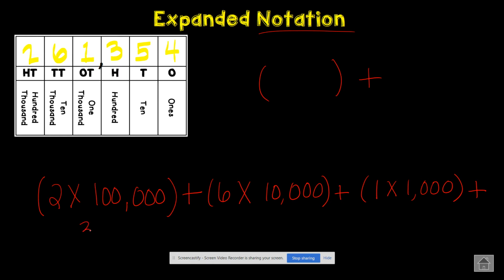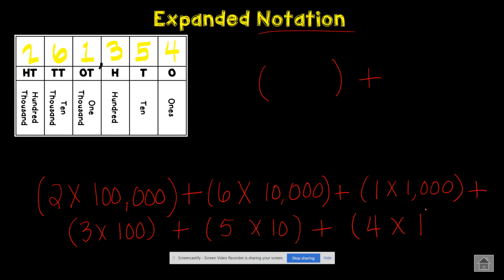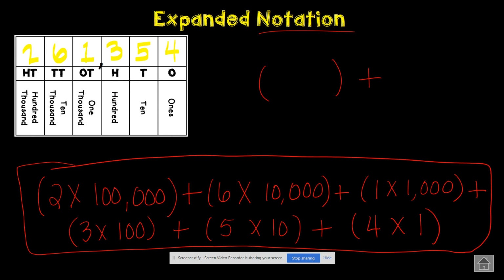3 groups of 100, 5 groups of 10, and 4 groups of 1. And that is how you write your number out in expanded notation.